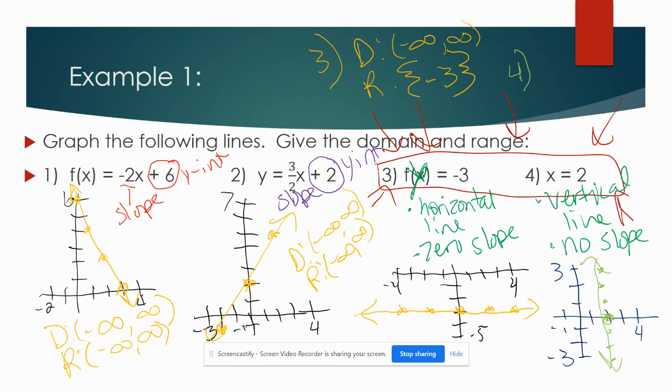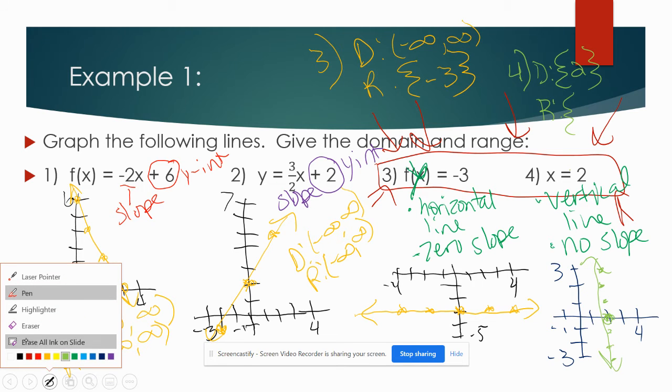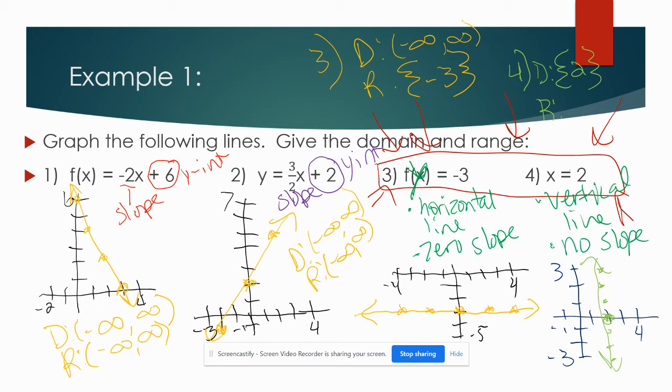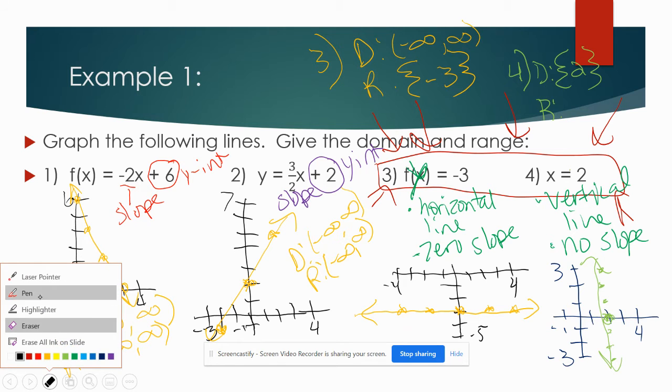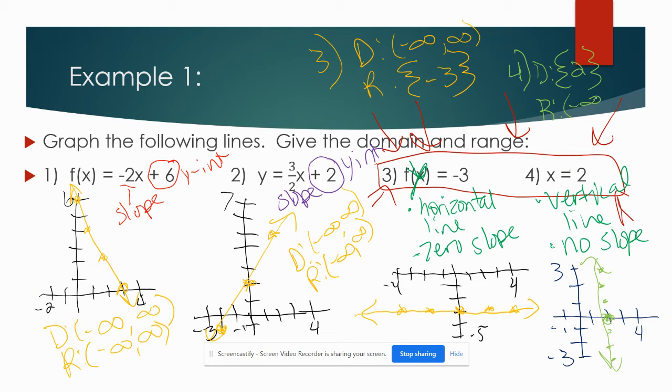And again, our domain and range are going to be affected by this. So our domain, well, we don't have any arrows going left and right. We don't have a set of points left and right. The only thing we have is that x is equal to 2. So our domain is a brace at 2. Our range, though, we have an arrow at the bottom and an arrow at the top. Arrows mean infinity, so we're back to -infinity, infinity for our range.